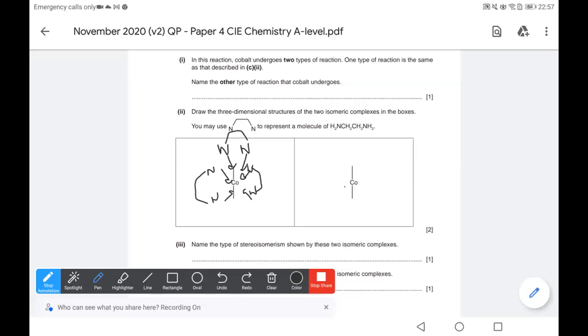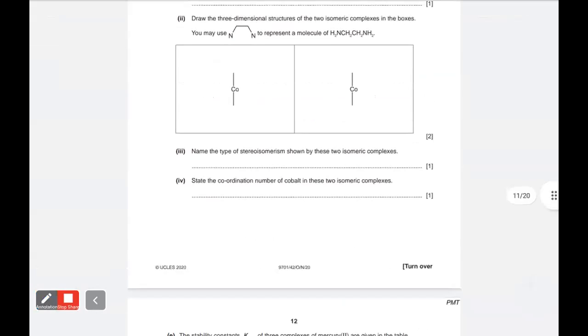Stereoisomerism, we can say, is mirror image isomerism. And the coordination number is 8. Coordination number means the number of ligands attached to it. It's 8.